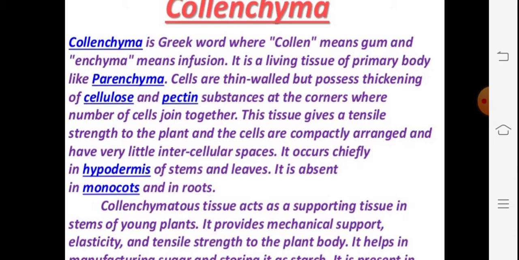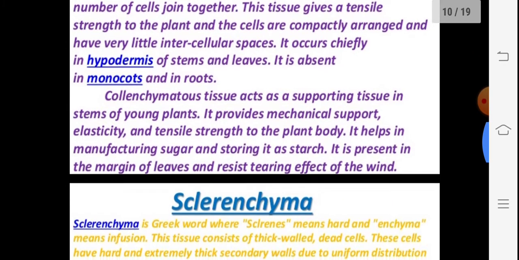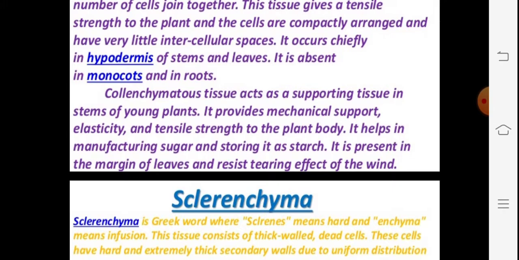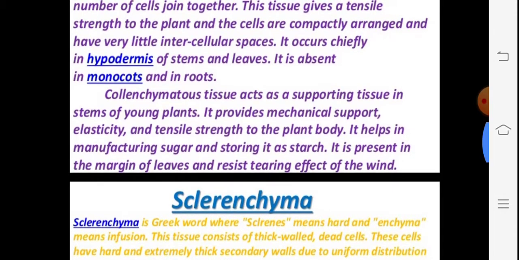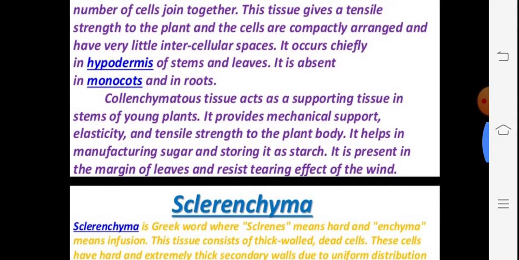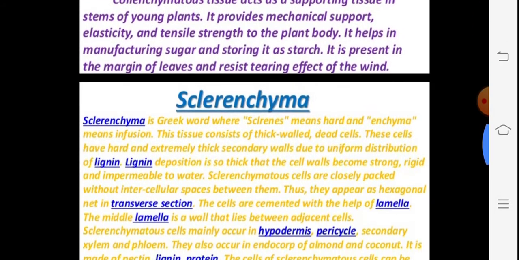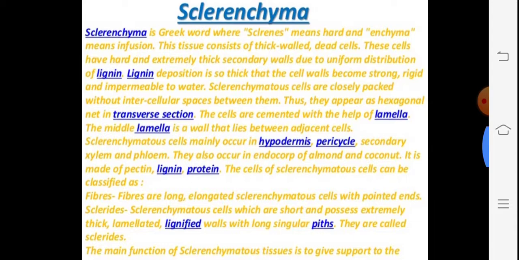It is absent in monocots, and present in dicotyledon plants, where it provides mechanical support, elasticity, and tensile strength. So just remember their functions. First one parenchyma, second one collenchyma. Then our third one is sclerenchyma.